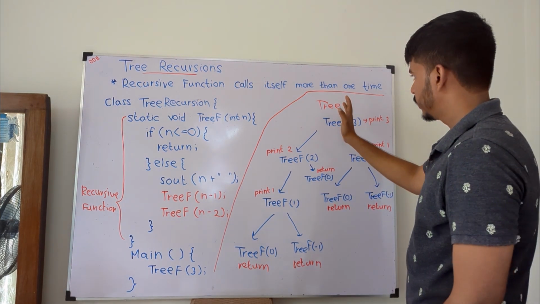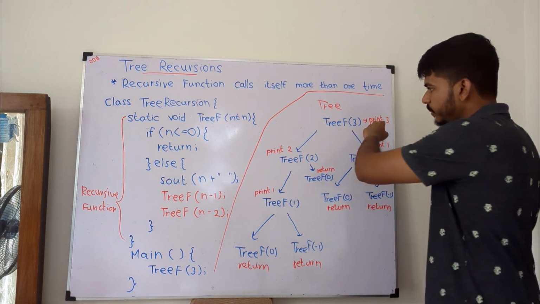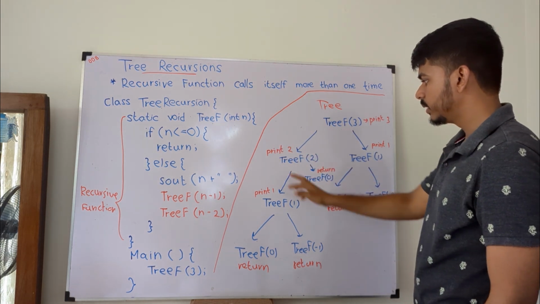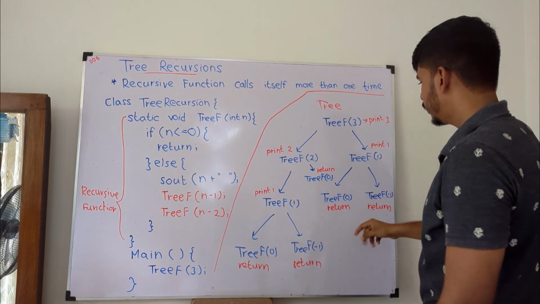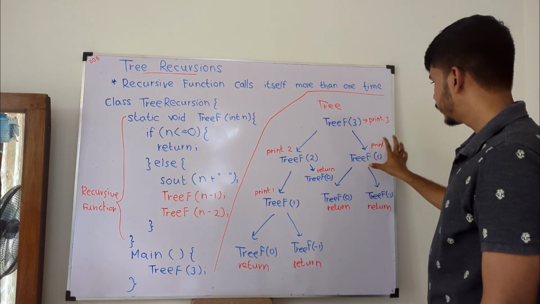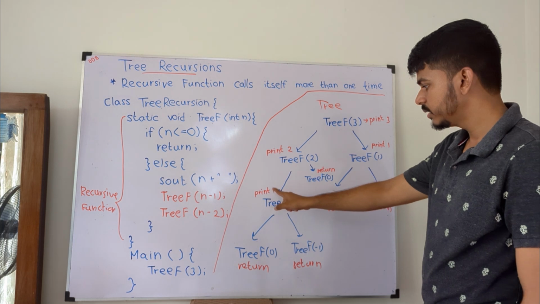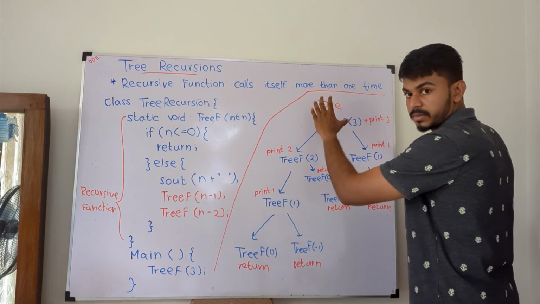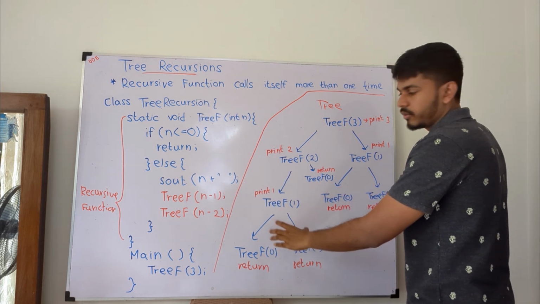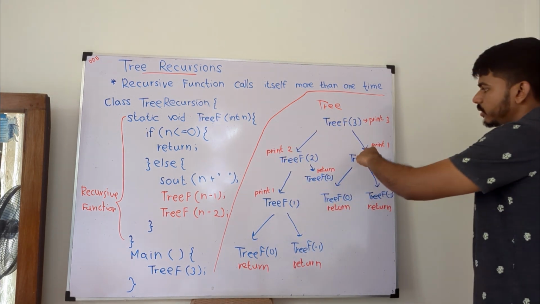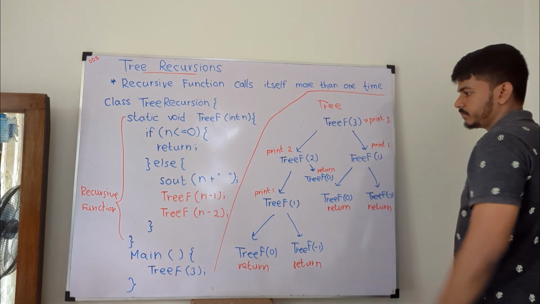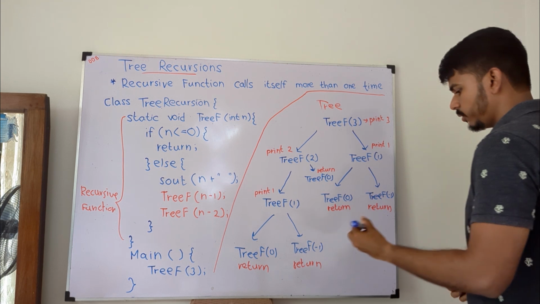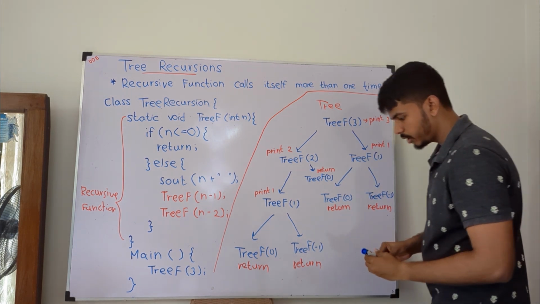Here you can see first it's going to print 3, then after that it's going to print 2, then before printing any of the values from this side, it's going to print this one. After completing all this leftmost path code, then we are going to go to this rightmost path. So in this, the output is going to be, I'm going to write the output here.